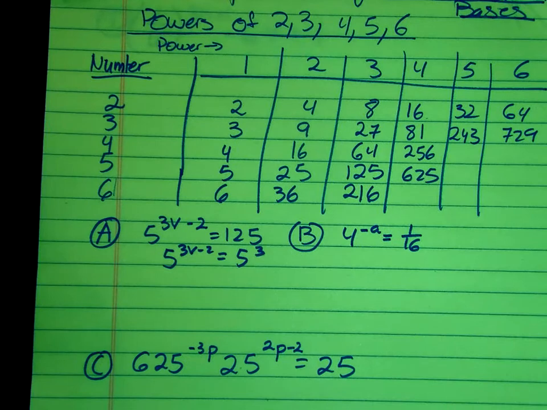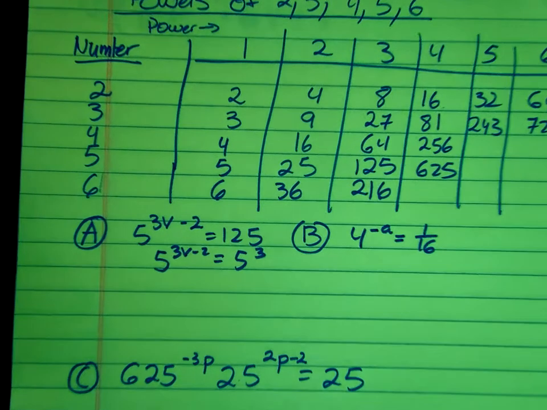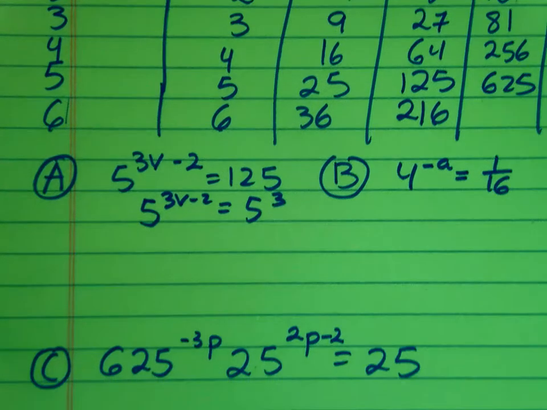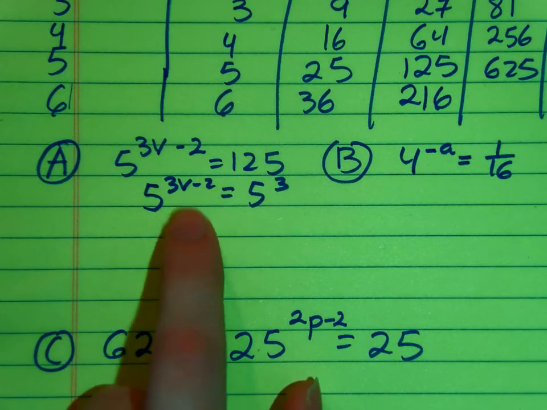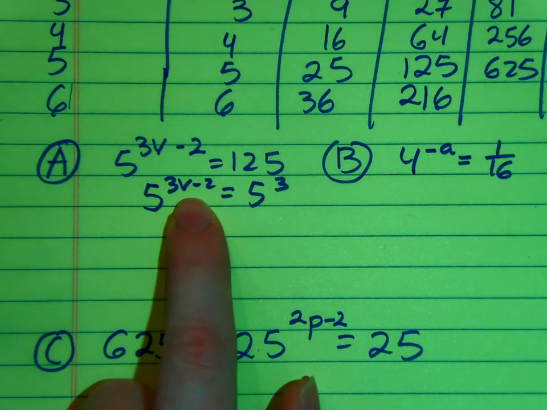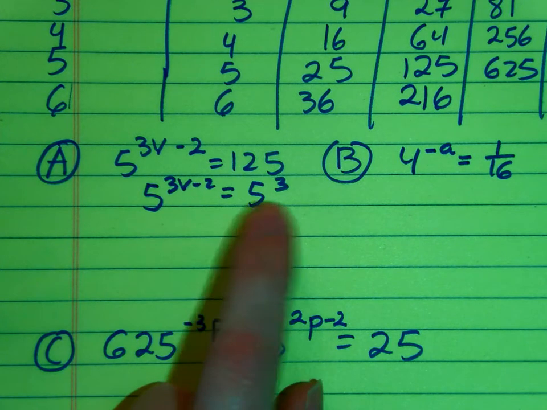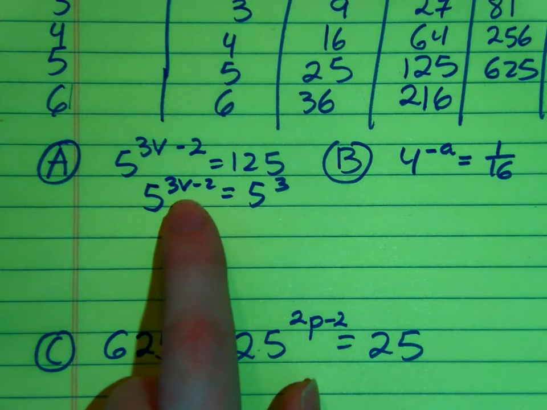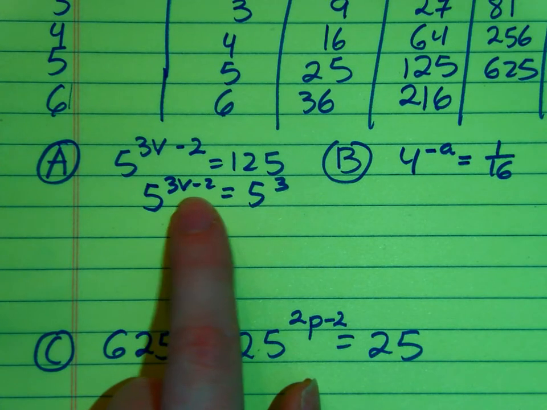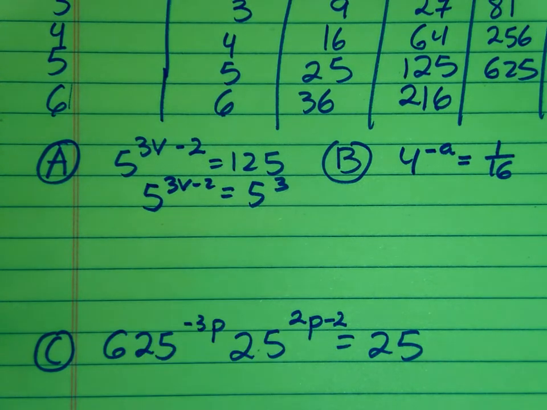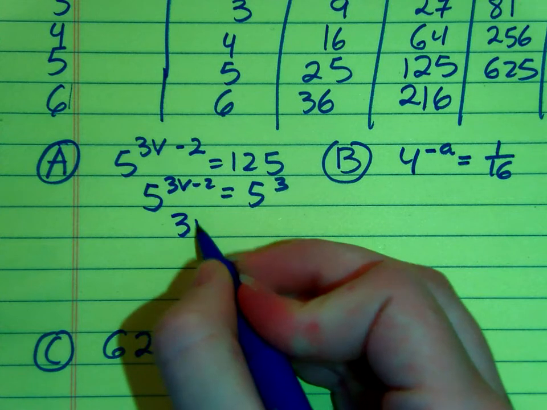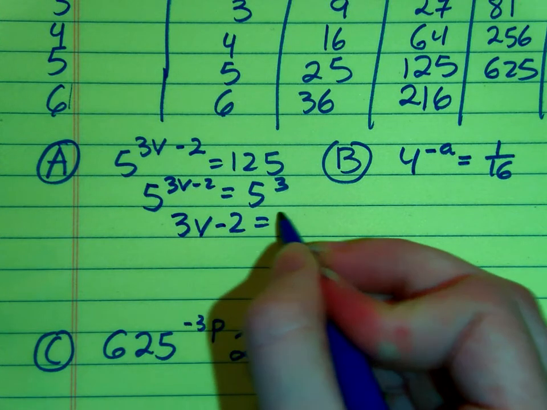Now this is really asking, let me zoom in so you can see this a little better. There we go. So this is really telling us 5 to some number, we don't know it yet, it's 3v minus 2, and I don't know the value of v yet, equals 5 to the 3rd. That means this whole little phrase, 3v minus 2, has to equal 3. So let's go ahead and set that up. 3v minus 2 equals 3.